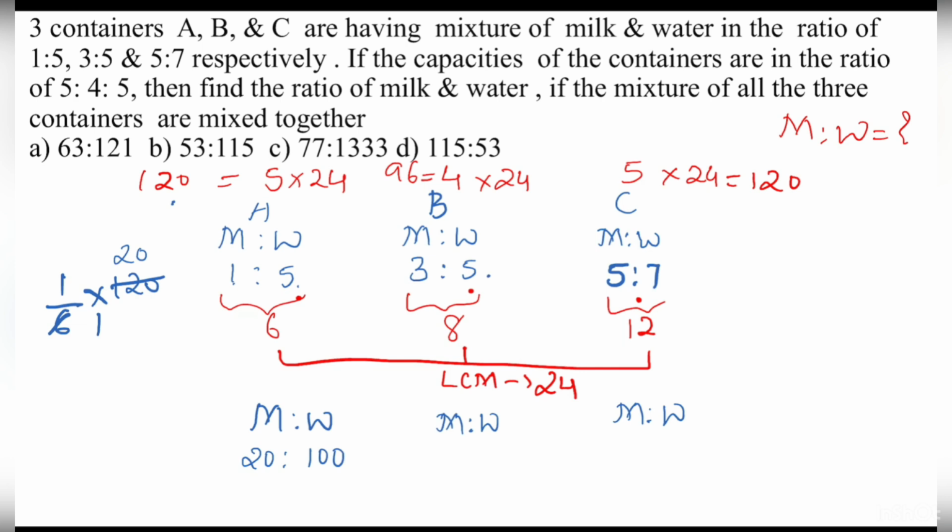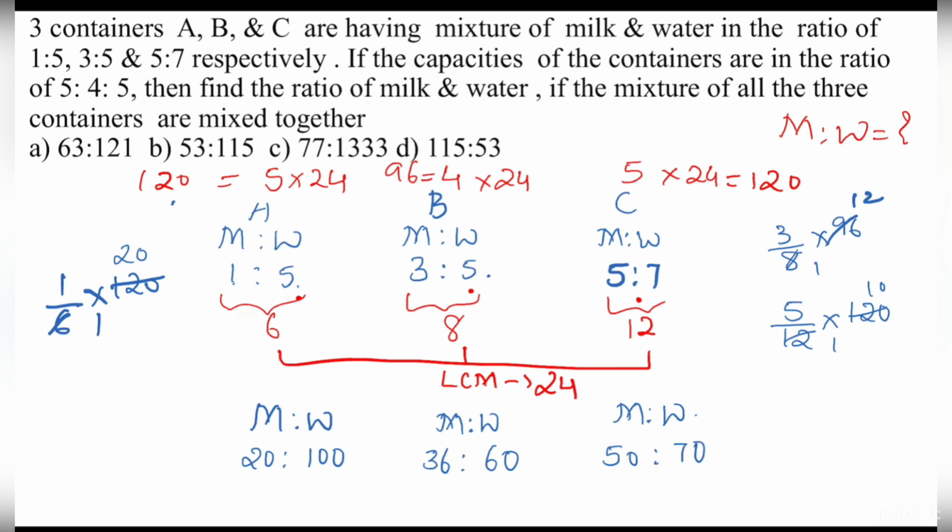Similarly, here milk is 3 parts out of 8 into total is 96. So 8 ones are 8, 8 twos are 16, 8 threes are 24, 12 threes are 36. So 36 liters will be milk. If 36 liters is milk, then water will be 60 liters. Similarly, in this, if 5 parts is milk out of 12, okay, and total is 120, 12 tens are 120, so it is 50. So 50 liters is milk, then water will be 70.